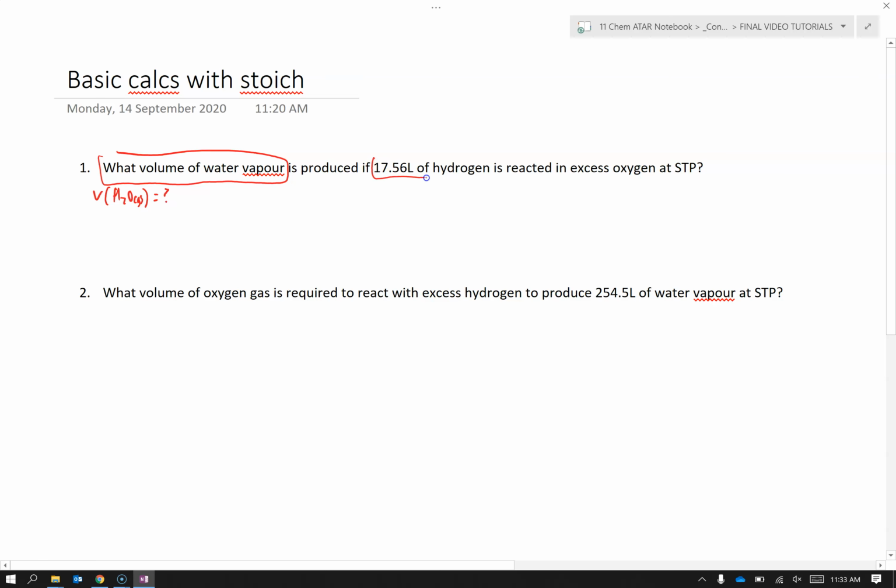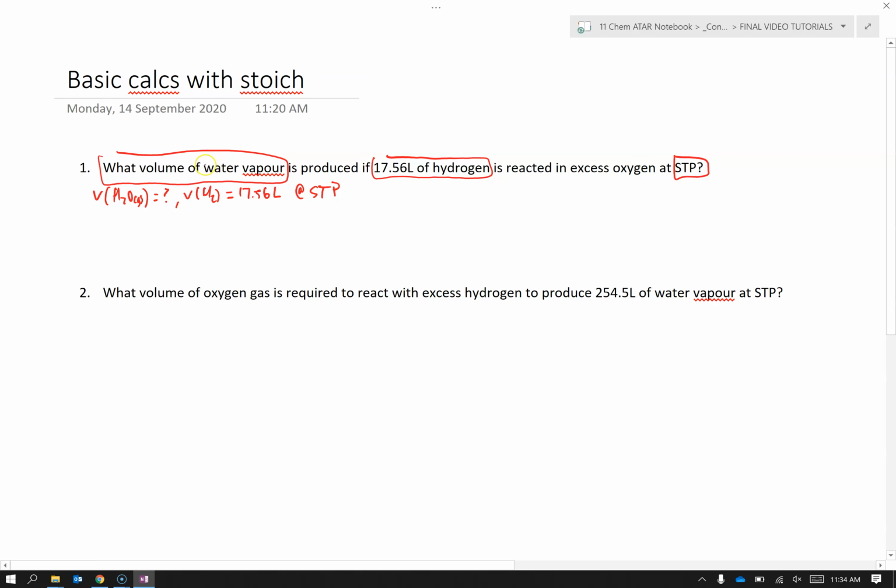We are told here that we have a volume of hydrogen that is known to us. Volume of H2 is equal to 17.56 litres. And we also know that this occurs at STP. So with that in mind, we need to write ourselves a chemical equation. How do I know I need to write myself a chemical equation? What have I done in order to work that out? Well, this is what I've done.